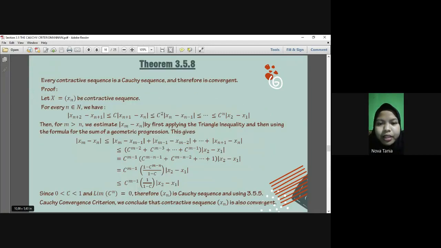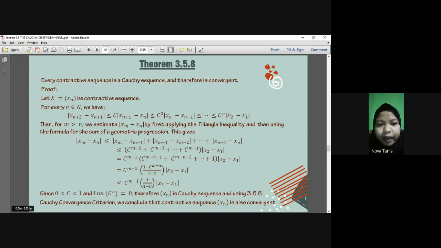This is about theorem 3.5.x. The theorem says that every contractive sequence is a Cauchy sequence and therefore is convergent. And then the proof: let x be the contractive sequence. For every n an element of the natural numbers, we have the absolute value of xn plus 2 minus xn plus 1 less than or equal to c times the absolute value of xn plus 1 minus xn, less than or equal to c power 2 times the absolute value of xn minus xn minus 1, less than or equal and so on until c power n times the absolute value of x2 minus x1.